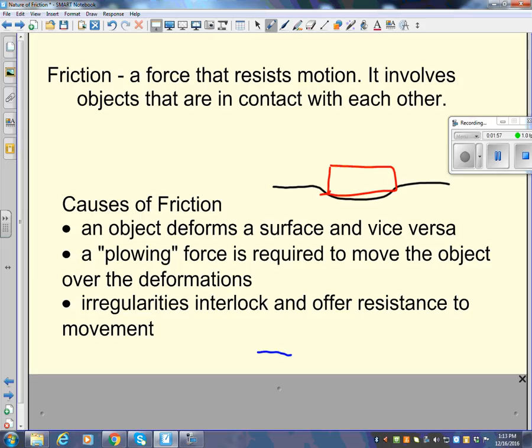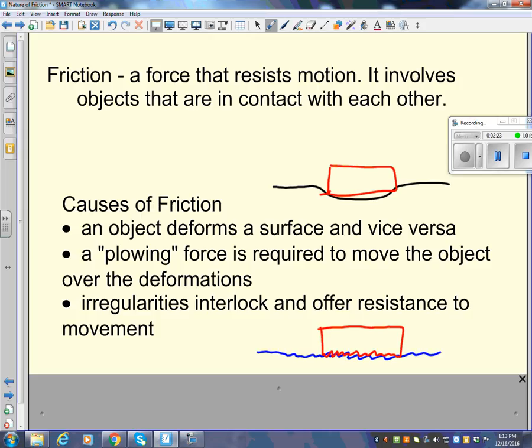So there we're talking about how the surface is not perfectly smooth. There are little bumps and things, and they hook together almost like Velcro. When you're sanding wood down in the wood shop, what are you doing? Yeah, you're taking off little bits, smoothing it out.